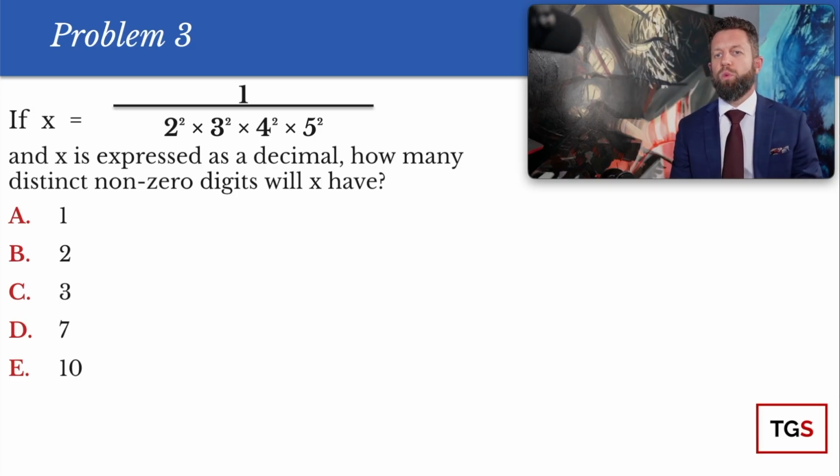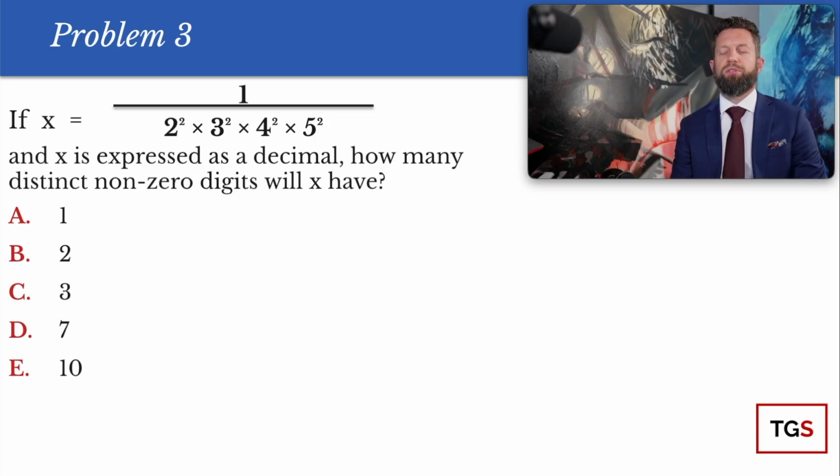So it says if x equals 1 divided by 2 to the second times 3 to the second times 4 to the second times 5 to the second, where x is a fraction with 1 in the numerator and all those exponents being multiplied together in the denominator, it says if x is expressed as a decimal, how many distinct non-zero digits will x have? I'll read that one more time.